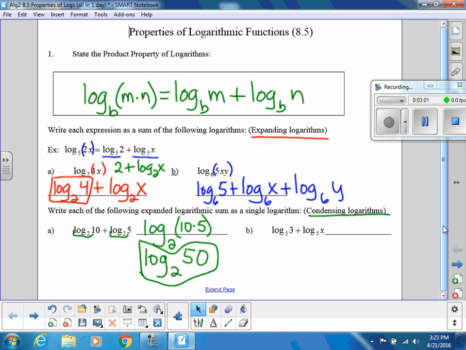All right, if I do the same thing over here, I have the log base 5 in both of these. So I can combine these to be one single log, log base 5 of 3 times x. Now, I can't multiply 3 times x, so I'm just going to leave that as 3x. So that's the product property of logarithms.